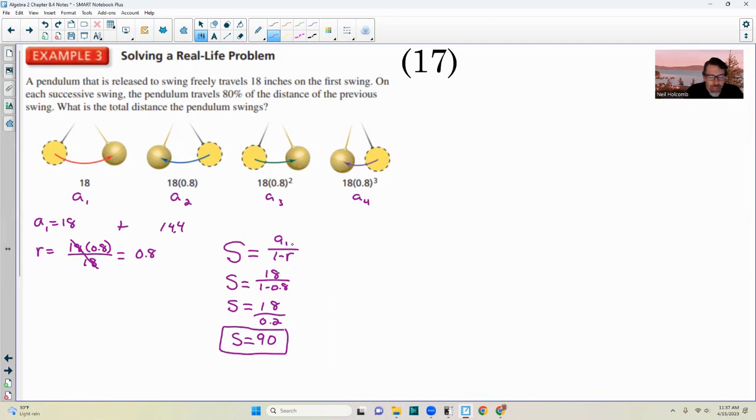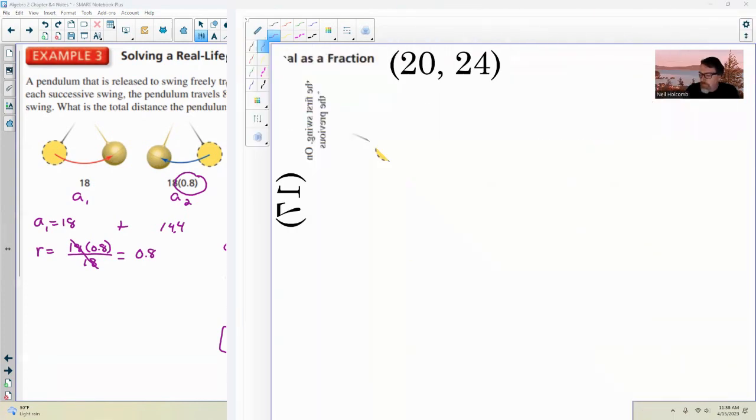So if you've ever seen a Newton's cradle, it doesn't go forever and ever. It slows down. And if you could determine what this value is right here, the percent decrease in distance every time Newton's cradle bounces, then you could find the sum of the distance the balls travel on a Newton's cradle by using this process. Okay, so now you should be able to do problem number 17 in your exercises.